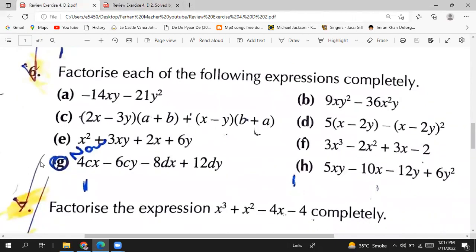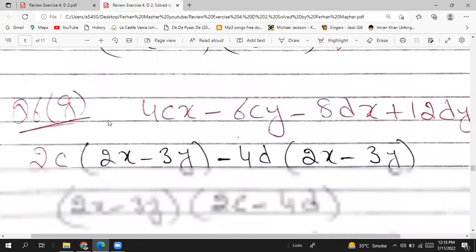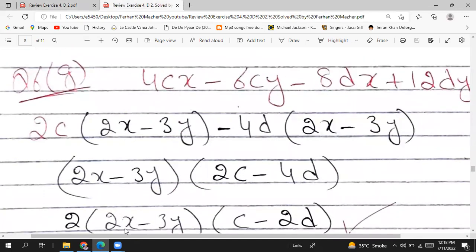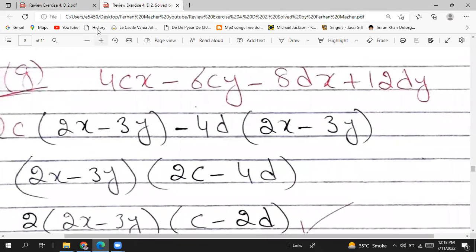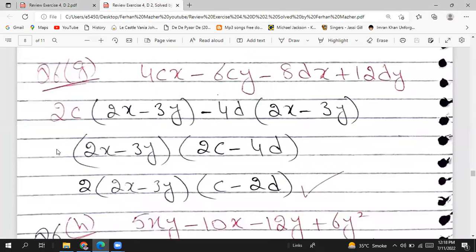Question number 6 is G part. It says 4cx minus 6cy minus 8dx plus 12dy. From the first two terms, you can see 2c is common. So you are left with 2x minus 3y in that bracket.